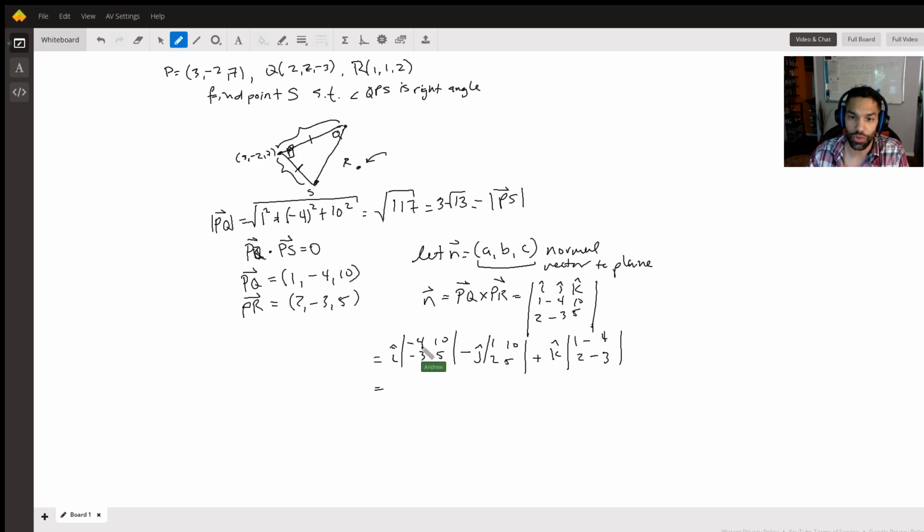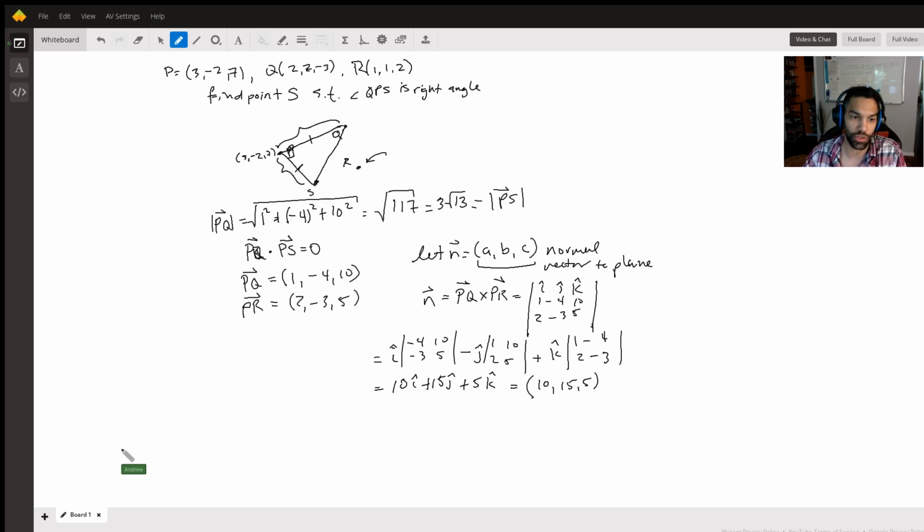All right, so we find the determinant of this. This ends up being -20 plus 30, which ends up being 10 i hat. And then here, 5 minus 20, which is -15, and when we're subtracting that, it's positive 15 j hat. And then lastly, we're doing -3 plus 8, which is a positive 5, so plus 5 k hat. So that is our vector, 10, 15, and 5. That's our n vector.